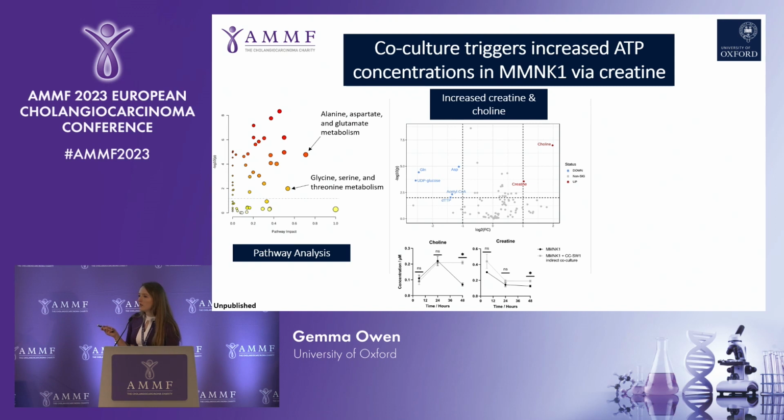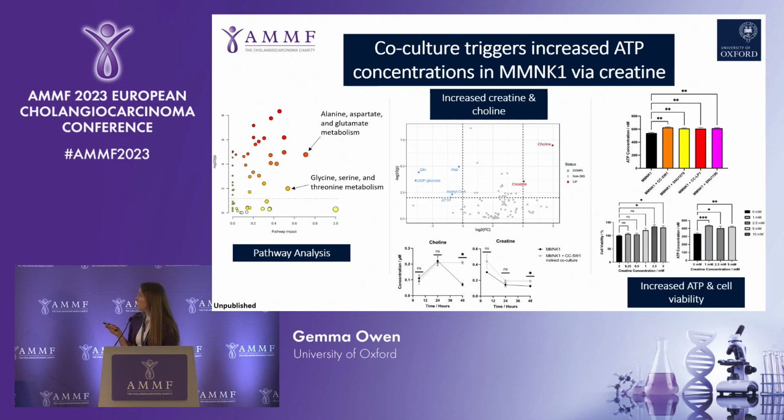From here, we then looked at the individual metabolites themselves. This volcano plot in the middle demonstrates the metabolites in MMNK1 cells at 48 hours that are significantly upregulated in red or downregulated shown in blue. So we can see that creatine and choline were significantly increased in concentration, whilst glutamine and aspartate were significantly decreased in concentration. We then took these metabolites forward to investigate whether we could replicate or mimic the effect of co-culture using these exogenous doses of metabolites.